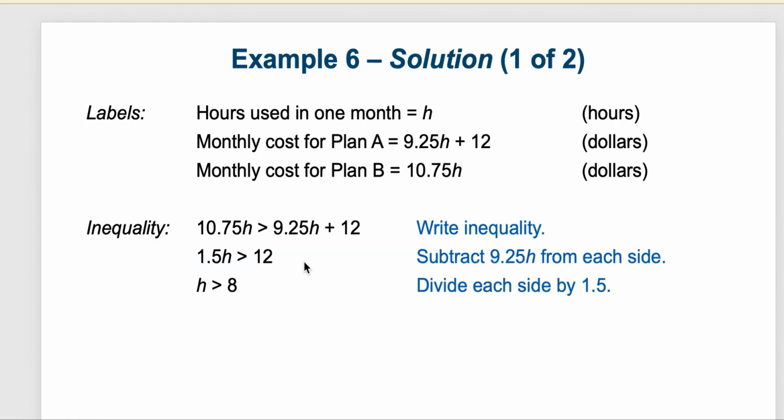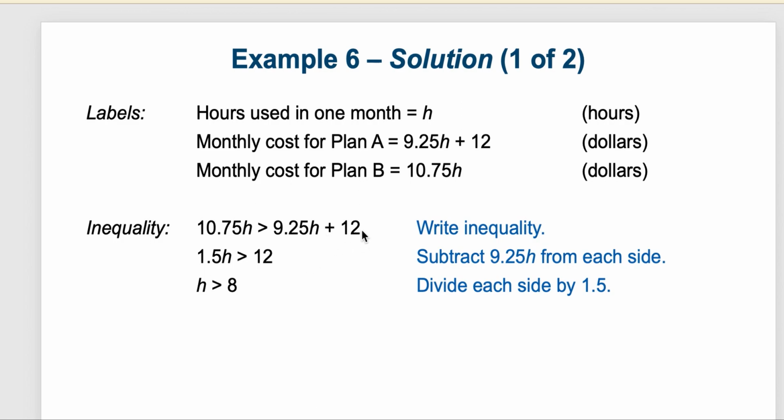Now let's label the problem. Suppose the hours used in 1 month is H, and the monthly cost for Plan A is hourly $9.25, so 9.25 times H plus the one-time fee of 12. And the monthly cost for Plan B is 10.75 per hour, so 10.75 times H. We want to find when the monthly cost for B is greater than the monthly cost for A. That means 10.75 H is greater than 9.25 H plus 12. So this is our inequality.